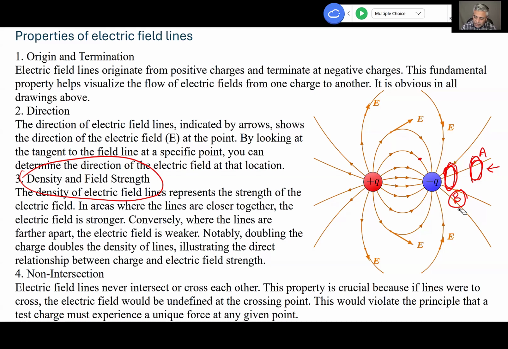And that makes sense because it is closer to the charge. Closer to the charge, higher the field. We can tell that too.